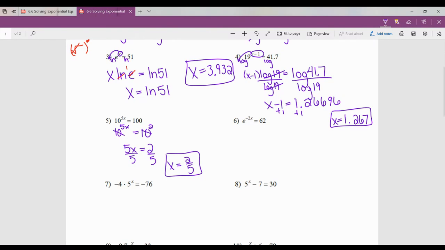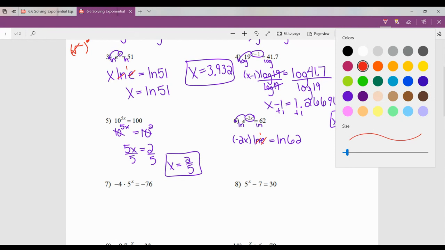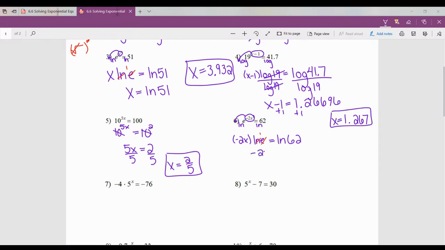All right, number 6, we've got our special one, e. So we're going to use our special log, which is the natural log, ln. We're going to take that exponent and bump it on down. So negative 2x ln e equals ln of 62. Now remember, when you have ln and e right next to each other, those are inverses, so they cancel each other out and just become 1. So negative 2x times 1 is just negative 2x equals ln of 62.